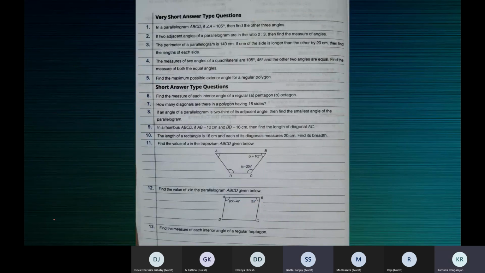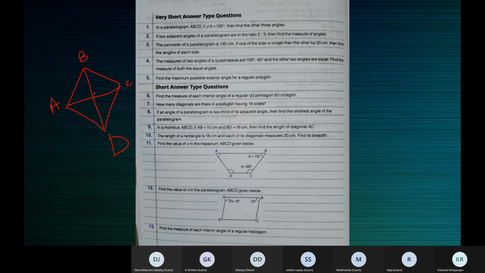Ma'am, can you explain me once again, ma'am? Yeah, sure. We'll do it together. See here. Let me mark A, B, C, D in a different way. Let's mark A, B, C, D. Is this correct? Yes, ma'am. Then everywhere it's a right angle, no? Is this correct? Yes, ma'am.